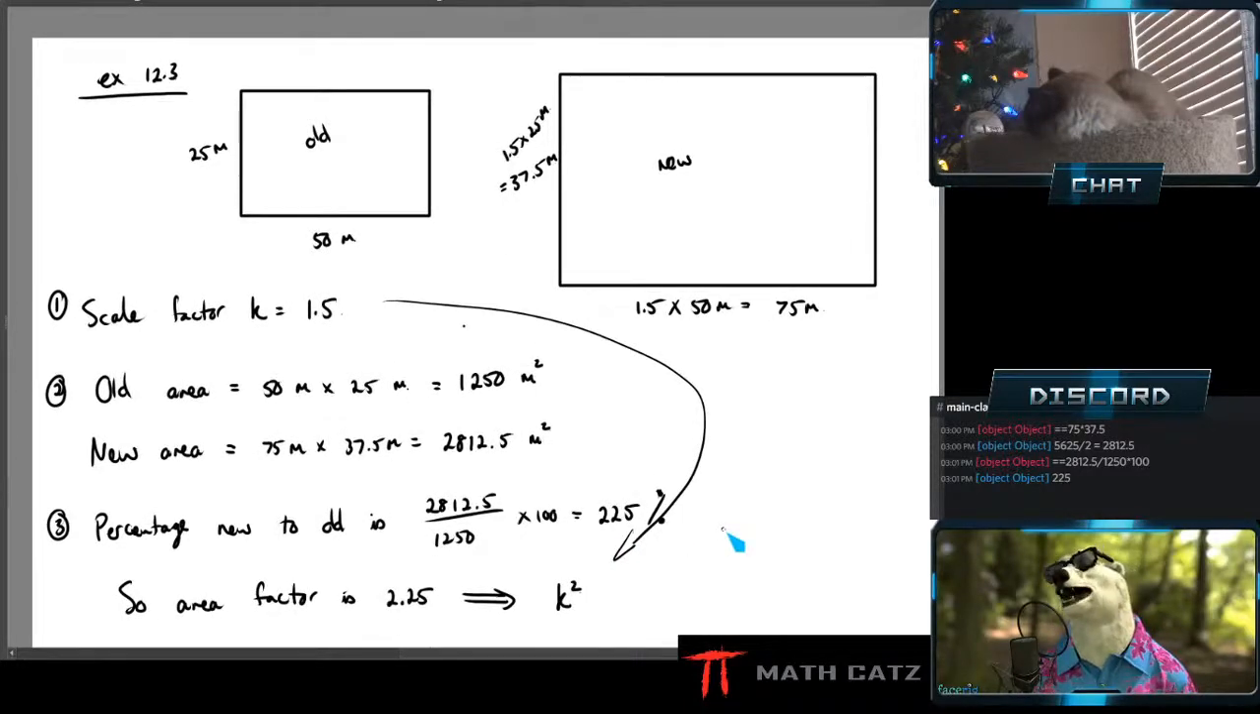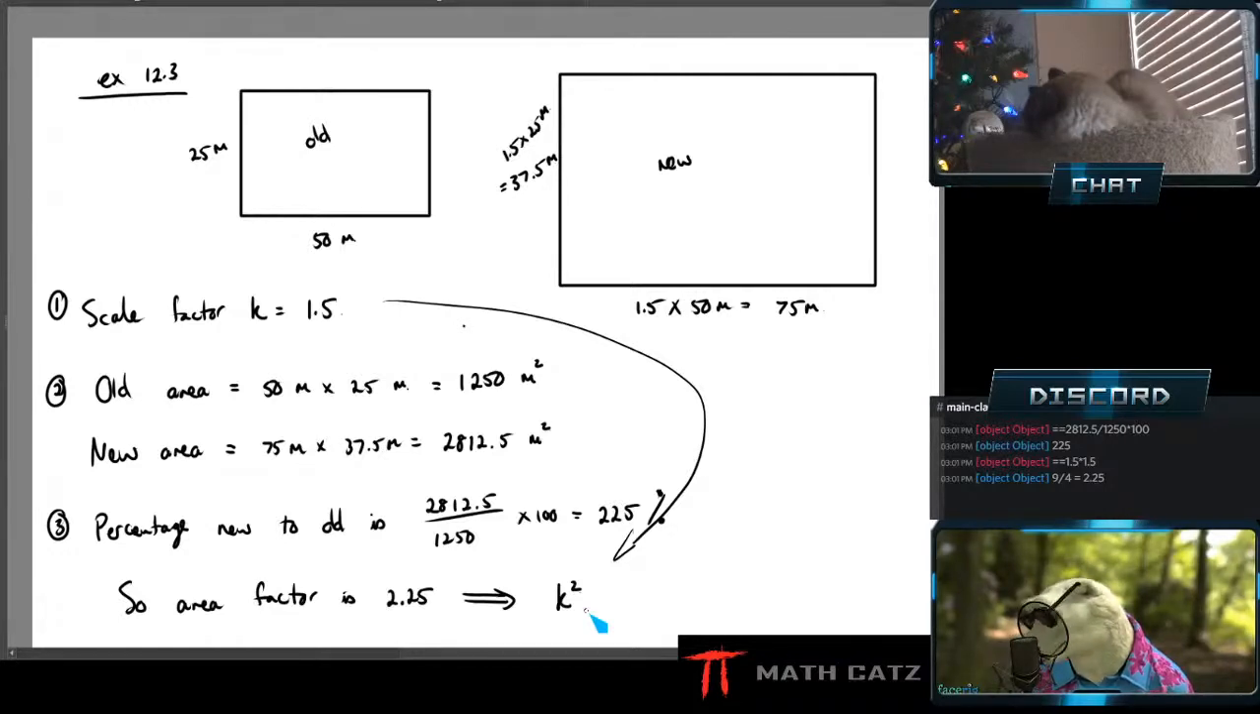Well, first of all, let me change it to its decimal version, which I divide by 100, and I get 2.25. That is the area factor, right? Because I've compared areas. This area factor is related to the original scale factor. It is the scale factor squared. 1.5 squared, or times itself. 1.5 squared is 2.25. So with this example, I confirm that the factor by which the area changes is related to the factor by which the side lengths change.